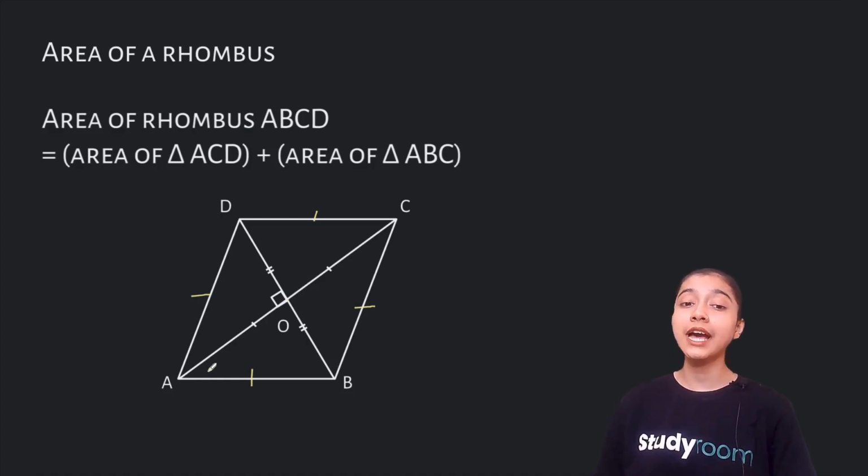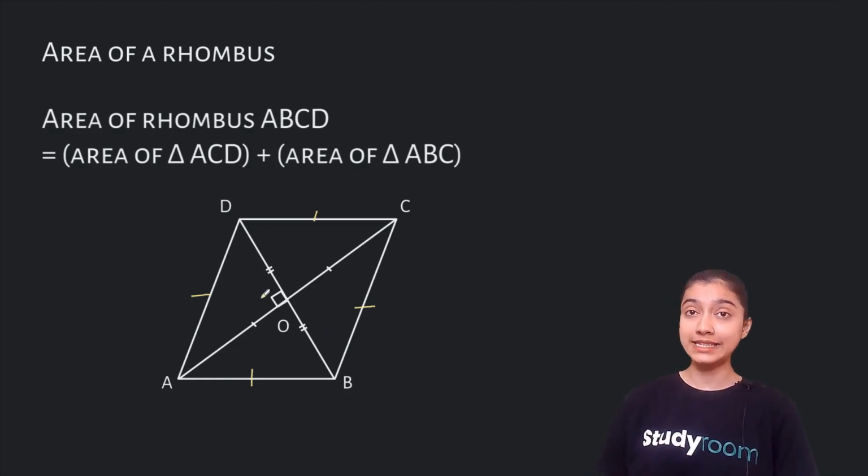This means that if we have these diagonals AC and BD, they will be bisecting each other, that is dividing each other into equal halves at right angles. That means the angle formed over here is 90 degrees. Now talking about the area of the rhombus, let us first join this diagonal AC such that it divides this rhombus into two triangles, that is triangle ACD and triangle ABC. So the area of this rhombus will be equal to the area of triangle ACD added to the area of triangle ABC.